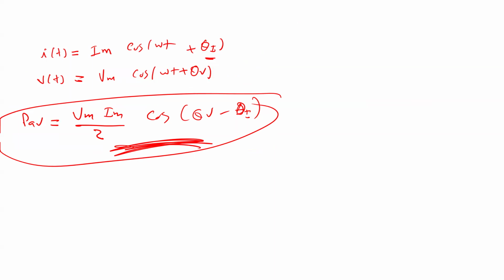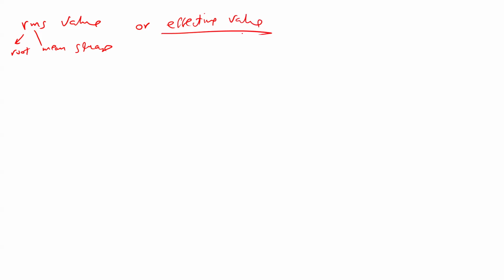Before I give you more details, I want to come to a definition. We have something we call the RMS value. R here means root, mean square, root mean square value, or sometimes we call it the effective value. So what do we mean by that? This can be the RMS value for voltage or for current.